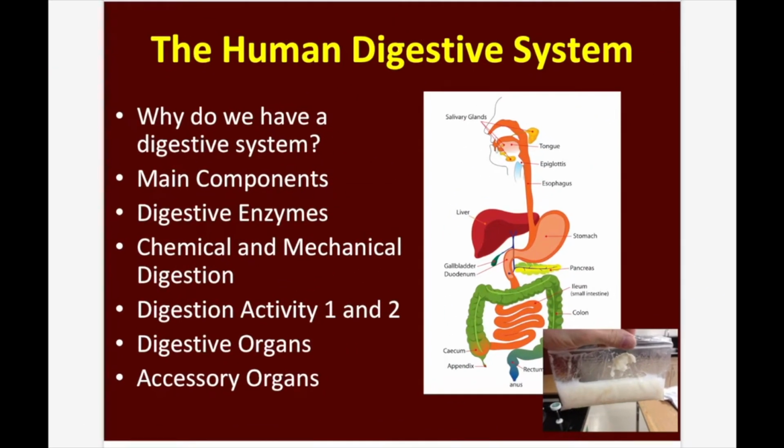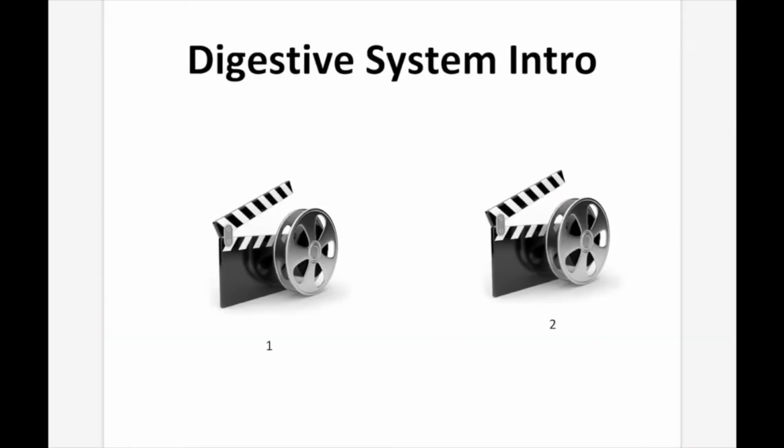The human digestive system. In this lesson, we'll be answering the question, why do we have a digestive system? What are its main components? What digestive enzymes are used in the process? What's the difference between chemical and mechanical digestion, and how do they aid in digestion? We're going to go over a couple of activities. We're going to talk about digestive organs as well as accessory organs which help in the digestion.